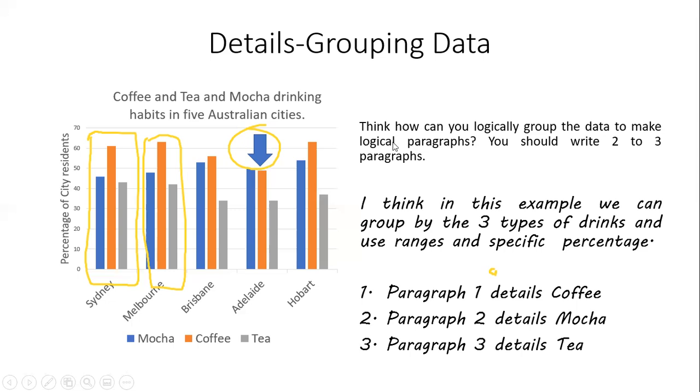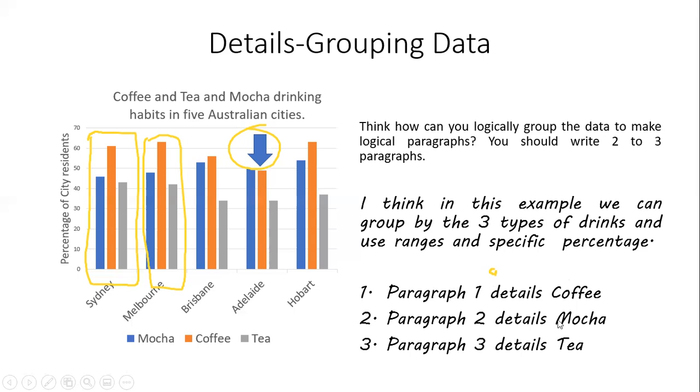Okay, so basically what we want to do is think how you can logically group the data to make logical paragraphs. So you should write 2 or 3 paragraphs here. So I think in this example, we can group by the 3 types of drinks and use ranges and specific percentages. Okay, so paragraph 1, I'm going to talk about coffee. Paragraph 2, going to talk about mocha. And then in paragraph 3, going to talk about tea. Again, there could be other ways of doing this. However, as long as it's logical and it's easy to follow, I don't think it matters too much.